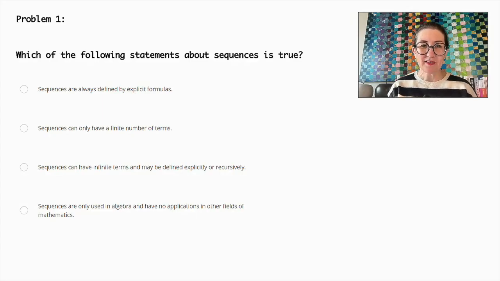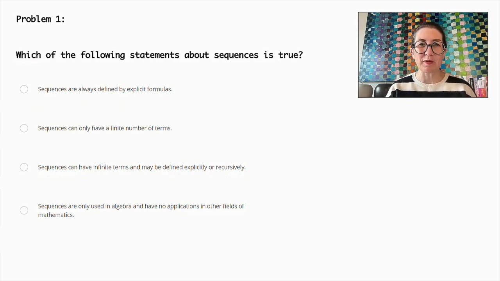Problem number 1. Which of the following statements about sequences is true? Sequences are always defined by explicit formulas. Sequences can only have a finite number of terms. Sequences can have infinite terms and may be defined explicitly or recursively. Or, sequences are only used in algebra and have no applications in other fields of mathematics.